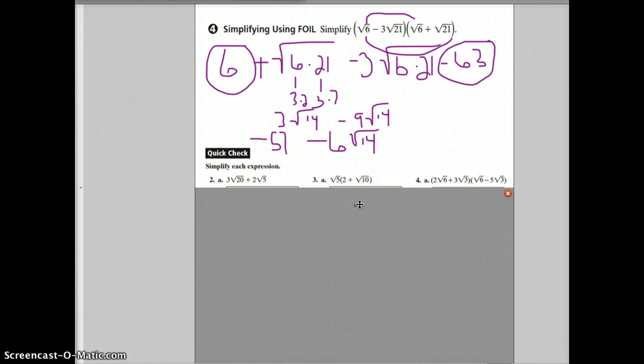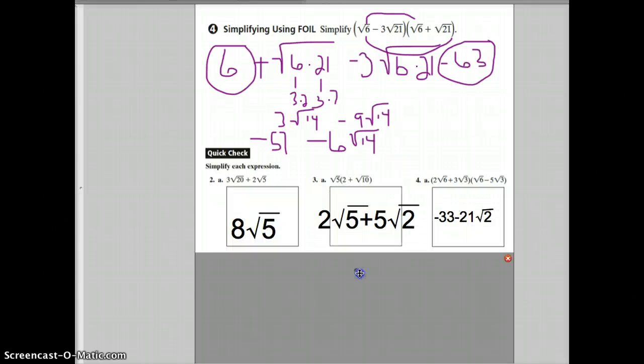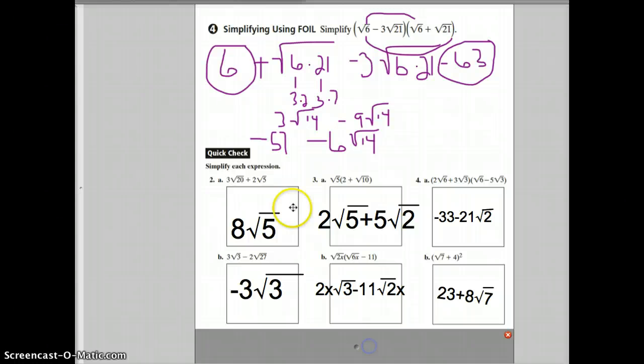Go ahead and try the quick checks. Work carefully, watch your signs, and check your work. So here with the quick check, 2a, 8 root 5 in simplest radical form is 2 root 5 plus 5 root 2. Those are not the same, even though they kind of look the same. Watch, they're not like terms, so we can't combine them. When we FOIL for a, we get negative 33 minus 21 root 2.